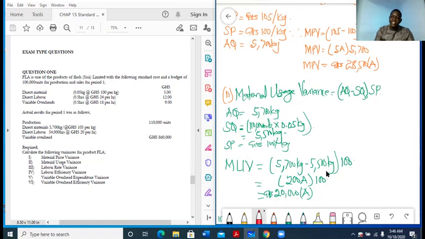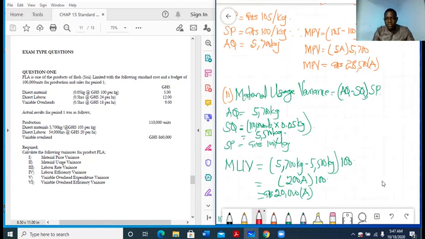So what it means is that, again, we have used more materials than were required. Per the standard information, we should have used 5,500 kilograms of materials to produce the 110,000 units, but we ended up using 5,700. So it means that we have used more materials, and that's an indication of what? A deficiency. So it's an adverse variance.